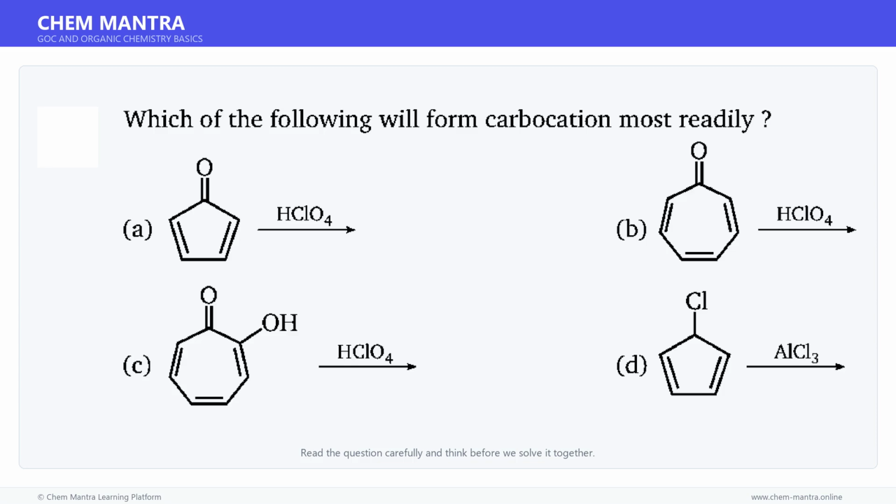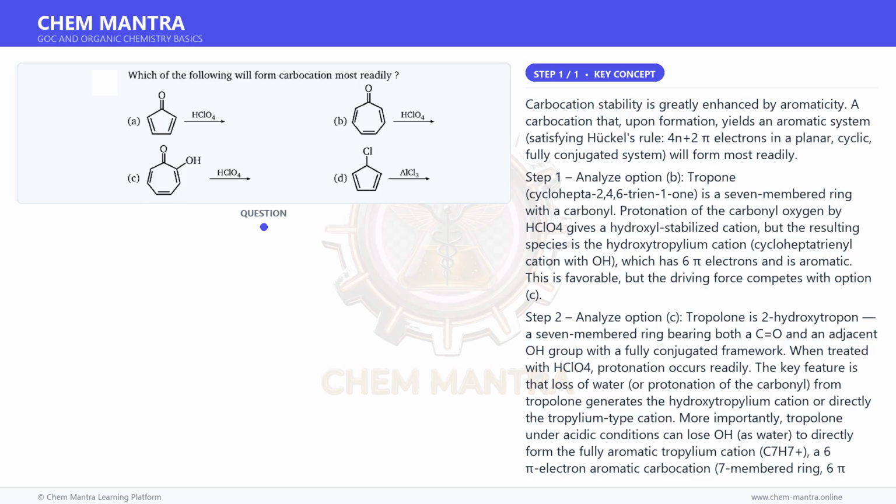Here is a question. Read it carefully and think about the answer. Let us solve it step by step. Let us first understand the key concept here. Carbocation stability is greatly enhanced by aromaticity.